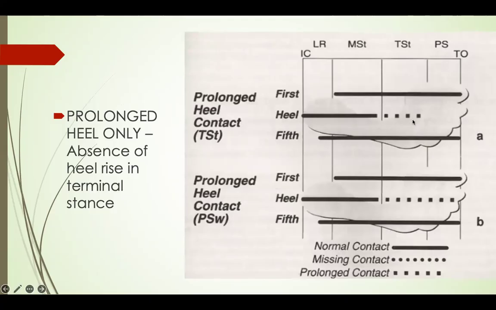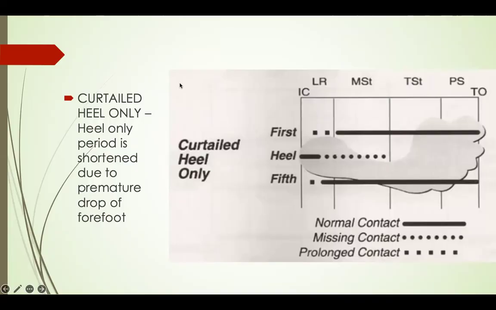Heel is in contact with the ground for a prolonged time, and this will happen when there is absence of the heel rise in the terminal stance, and heel rise will be absent when there is weakness of the plantar flexion. Curtailed heel only. This means the heel only period is shortened due to premature drop of the forefoot. So here the heel doesn't come off the ground early. Here the forefoot comes in contact with the ground early, and this is because of tibialis anterior weakness, which is also known as slap foot.